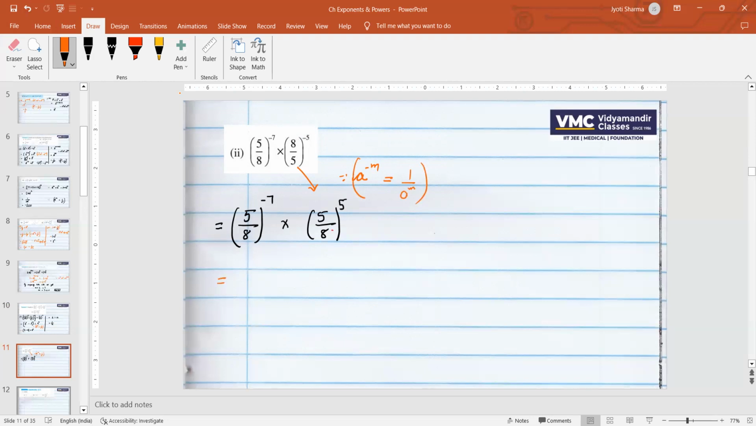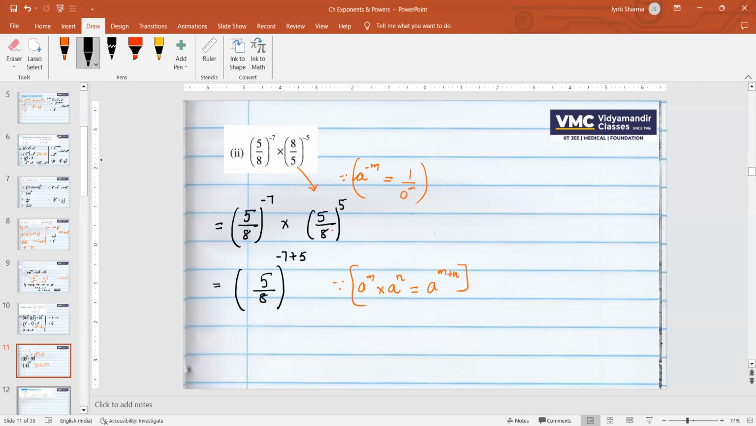Then you can see that the powers are same. Bases are same. I can write a common base, the powers are being added because they are getting multiplied. So here I have used the law a raised to the power m multiplied by a raised to the power n equals a raised to the power m plus n.